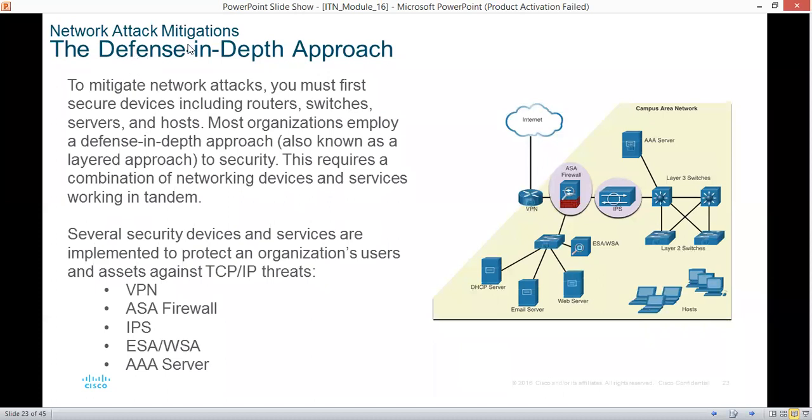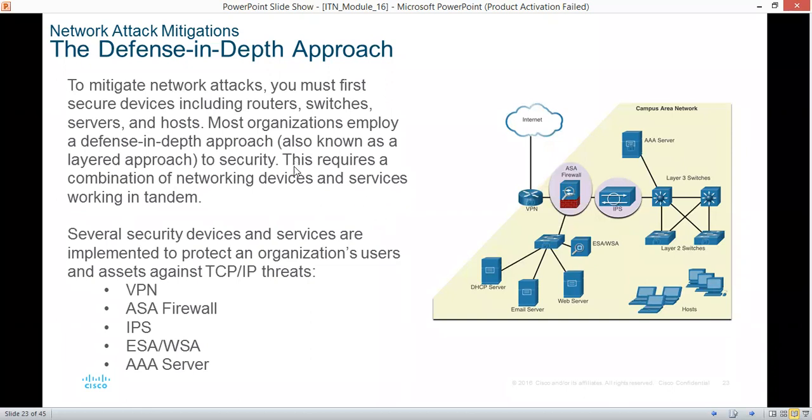Okay, so still on network attack mitigation, the defense in-depth approach. Another defense to mitigate network attack is that you must first secure the device, including your routers, switches, servers. So you could see here that we are looking at network security, and this tells you how broad it is when you look at it from this angle. We're mentioning a lot of hardware, talking about routers, talking about switches. It cuts across, it's quite huge to be able to play around all these devices.